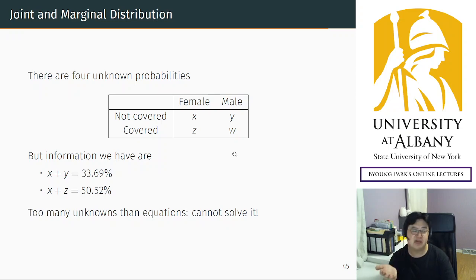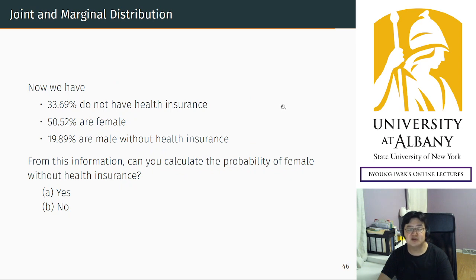That is the mathematical approach. Then how can we answer those questions? If we have one more piece of information, suppose the first 2 pieces of information are the same as the marginal distributions. So we know the marginal distributions, and in addition, we know another probability, which is outside of the marginal distributions. Then from these 3 pieces of information, can you calculate the probability of female without health insurance?